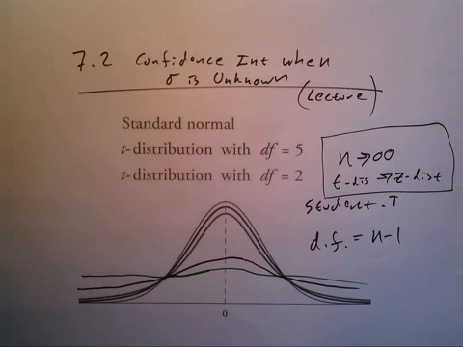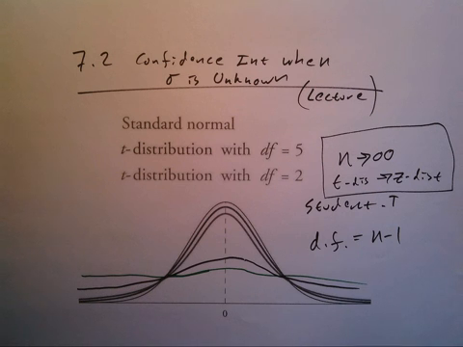So 30 is kind of our cutoff where we say, you know what, it's precise enough, we're just going to use the z values, and the precision is as close as we need it to be. Otherwise, if it's lower than 30, we always have to use a t distribution. And that's part of the flow chart I will do in the next video.